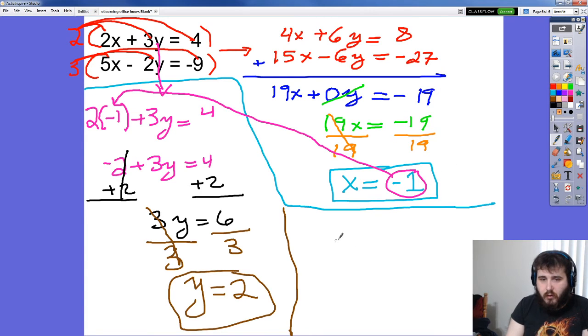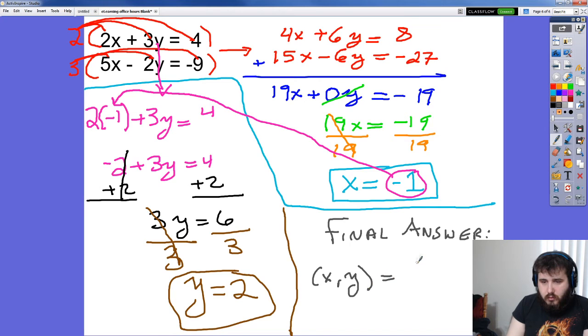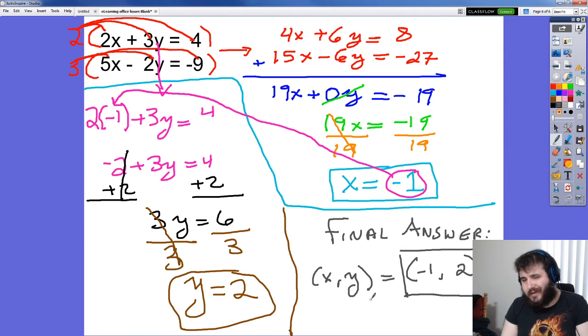Use gray. Let's see, gray. So final answer, we end up with x comma y. We always put x first and y second. Our numbers go in alphabetical order. Final answer here is negative 1 comma 2.